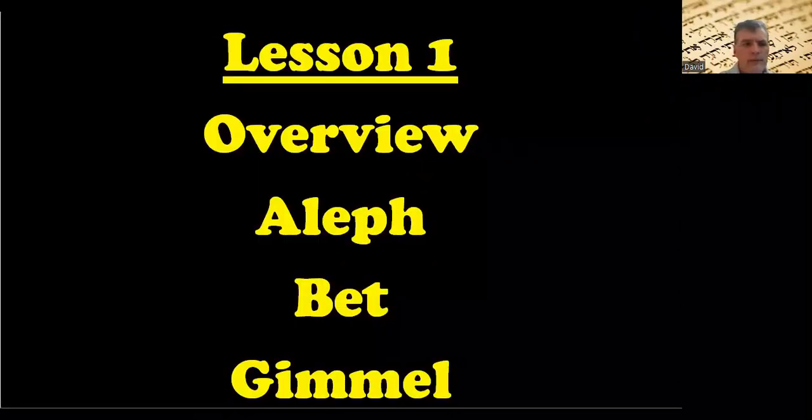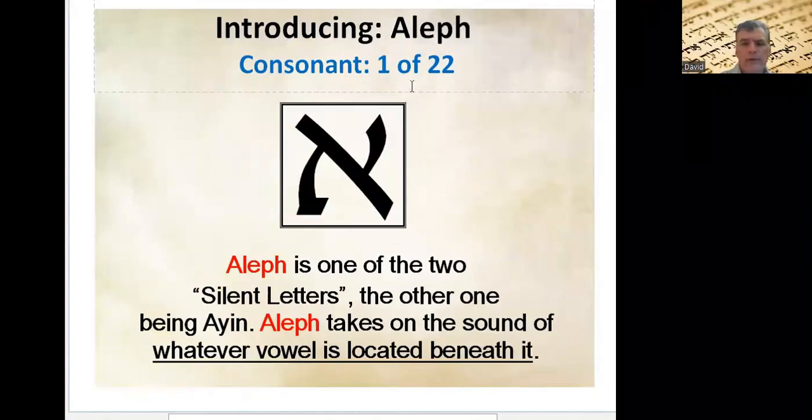All right, we're going to go and start with the first consonant of the Aleph Bet. So there's 22 consonants. As you see, it says consonant 1 of 22. Aleph, as I previously mentioned, is one of the two silent letters.